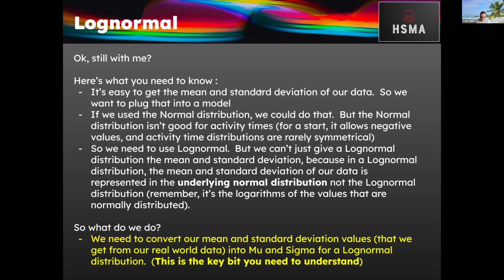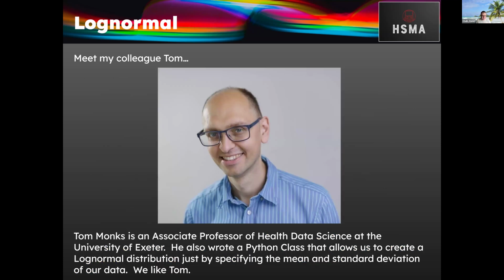Because we want to be able to use these values, because that's useful and easy for us, but we can't use a normal distribution, we want to use a log normal. So what do we need to do? We basically need to convert our mean and standard deviation values into a mu and sigma that we can use for a log normal distribution. That's the main bit you need to understand.